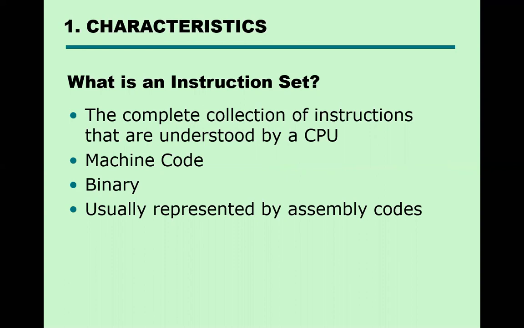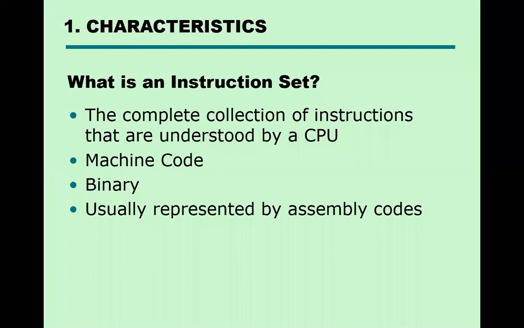So actually, what is an instruction set? The complete collection of instructions that are understood by a CPU, that collection you will call an instruction set. Set means the collection of instructions, and that instruction will be understood by the CPU. But the question arises, your CPU can understand only 0 and 1. So how actually can we write an instruction in 0 and 1?